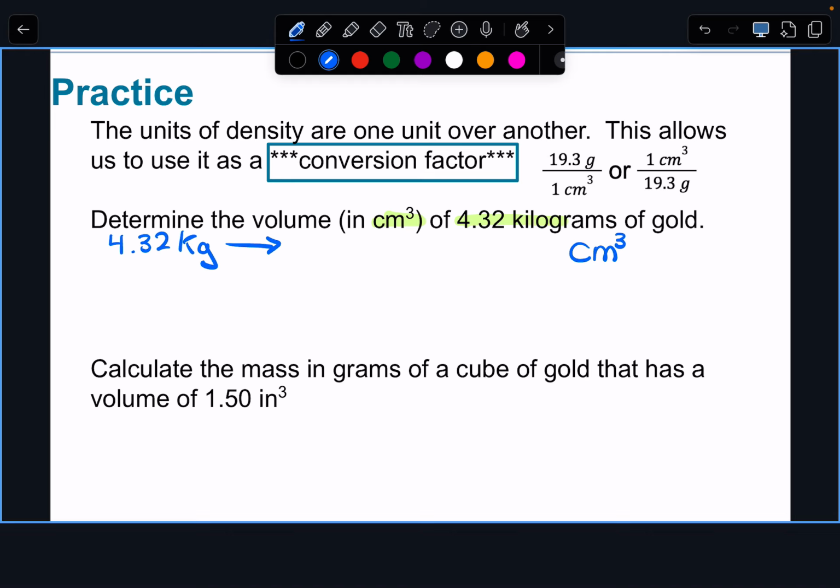But I know I can't go straight from kilograms to centimeters cubed because I just don't have a conversion factor. As we go throughout the semester, you are going to assemble a mental, even a physical, list of conversion factors. So we've done metric conversions already. We've done English to metric conversions. So this would be like centimeters to inches. And now we're throwing in density as another conversion factor.